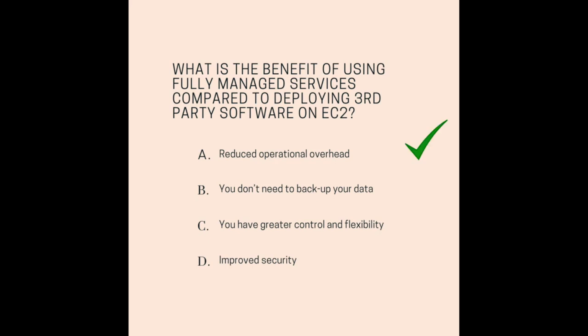Question 8. Answer is reduced operational overhead. Fully managed services reduce your operational overhead as AWS manage not just the infrastructure layer, but the service layers above it. Examples are Amazon Aurora and Amazon ElastiCache, where the database is managed for you.